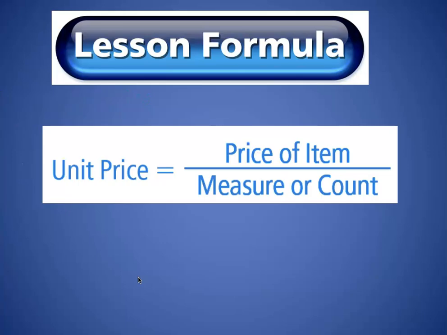Here is the formula, which is already on your notes, but what I would like you to remember is that you always have to do the price of the item on top, divided by the measure or count, or how many. If you do not do it this way, you won't get the correct answer. So it's always the price divided by the measure or count, and you can add those to your notes.